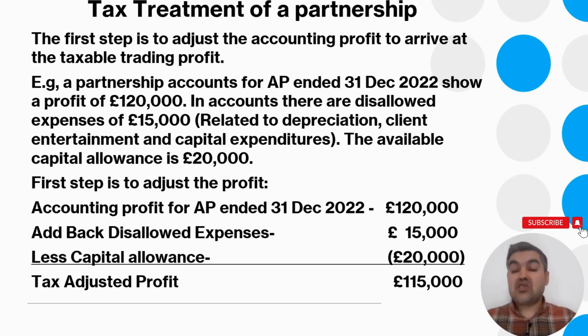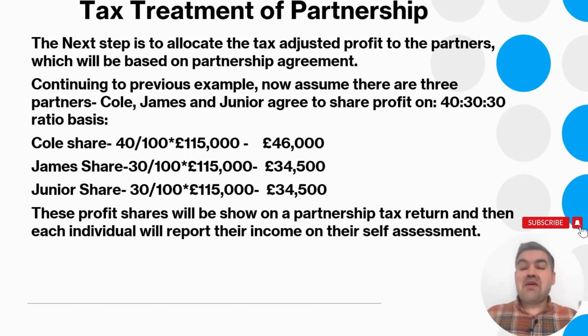So that's the first step you need to do in practice and in the exam. Start with accounting profit, and then make adjustments for disallowed expenses, and then claim a relief for capital allowances. Now, the tax treatment of a partnership: after dealing with the first step of working out the tax adjusted profit, the next step is to allocate the tax adjusted profit to the partners, which will be based on the partnership agreement. Remember, it is a common or basic understanding when people work together or form a partnership.